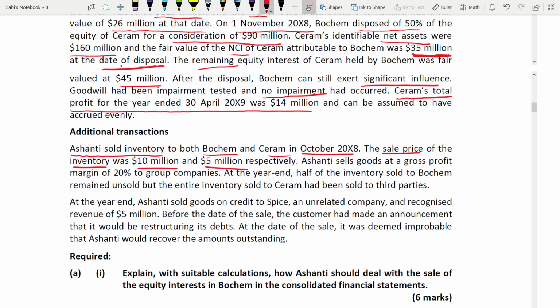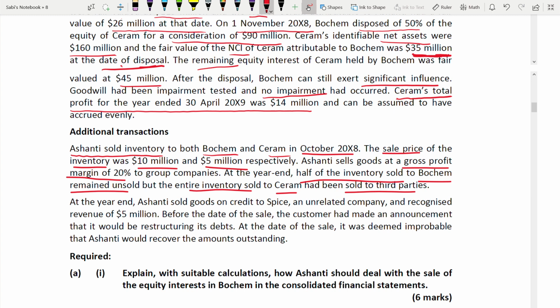Ashanti sells goods at a gross profit margin. So what is it? Gross profit margin is 20% for the two group companies. At the year end, half of the inventory sold to Bokum, that is the first subsidiary, remains unsold. But the entire inventory sold to Serum had been sold to third parties. That means no goods are there with Serum. But for Bokum, there are some goods which are remaining unsold.